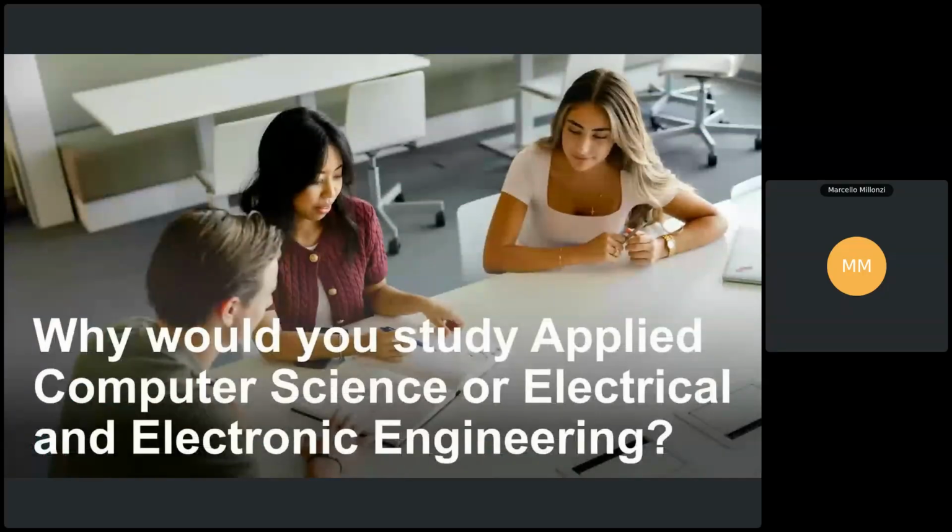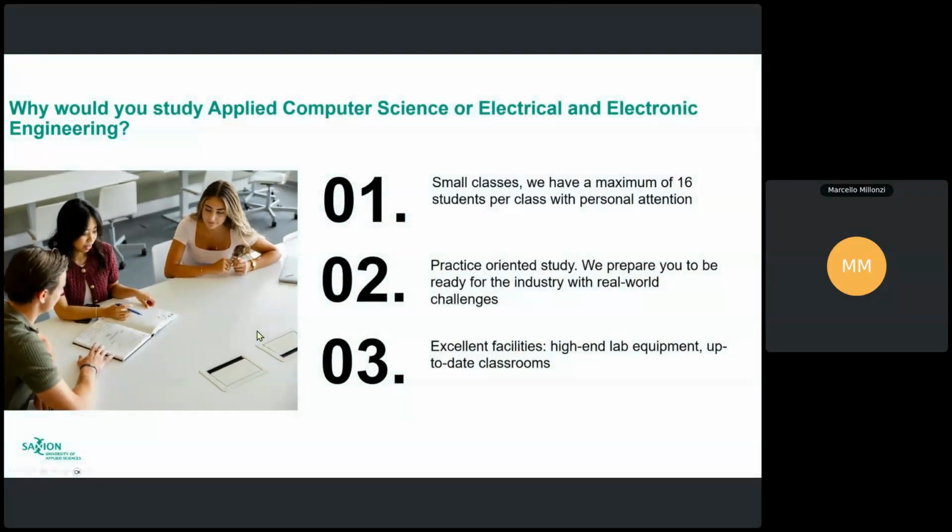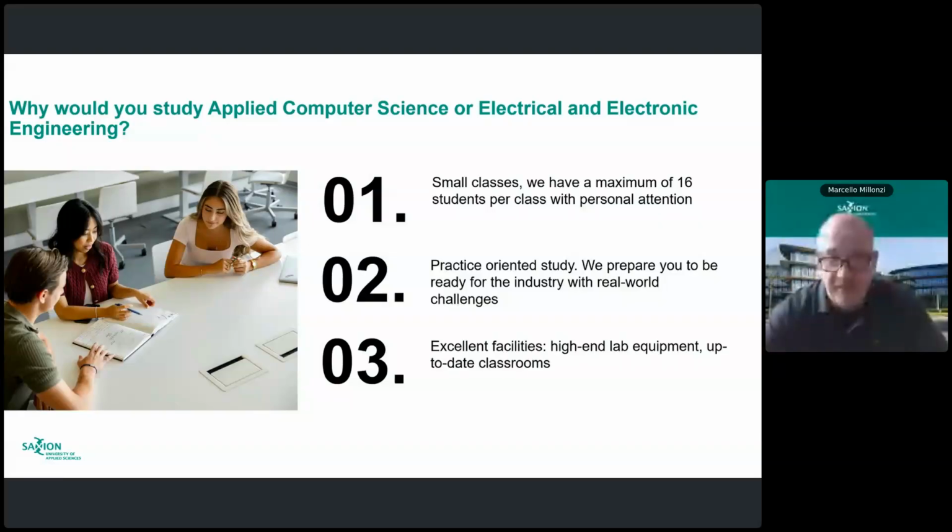Okay, so why would you study applied computer science or electrical engineering at all? Well, for both the programs, it's the case that we have small classes. We have small groups, which improves the personal attention that you will get from teachers. It also connects with the fact that we have a lot of practicals in our classes, and for that you cannot have big groups.